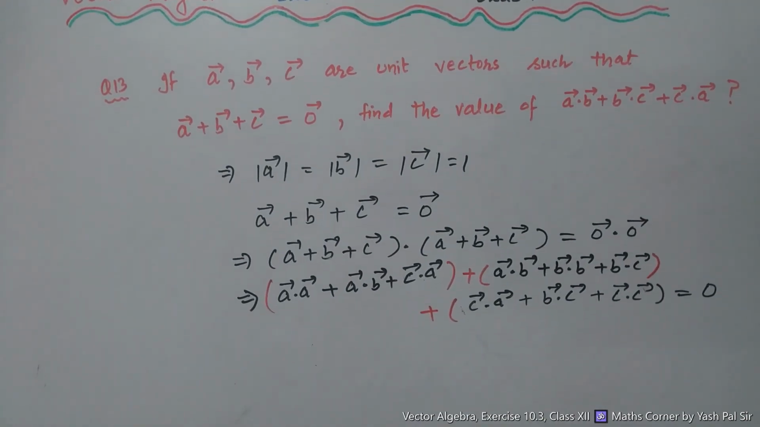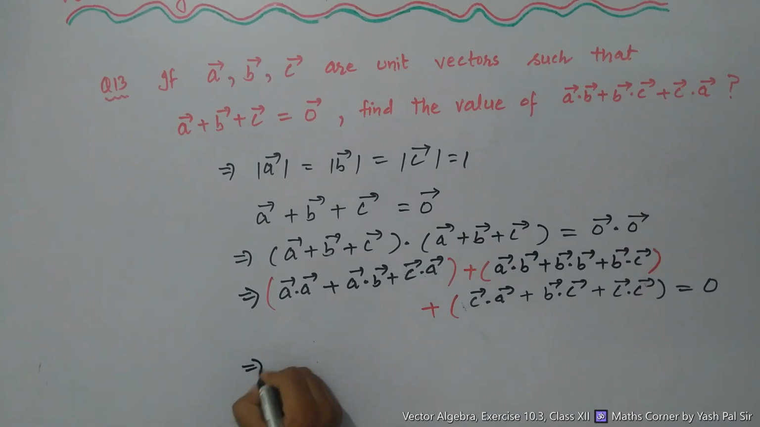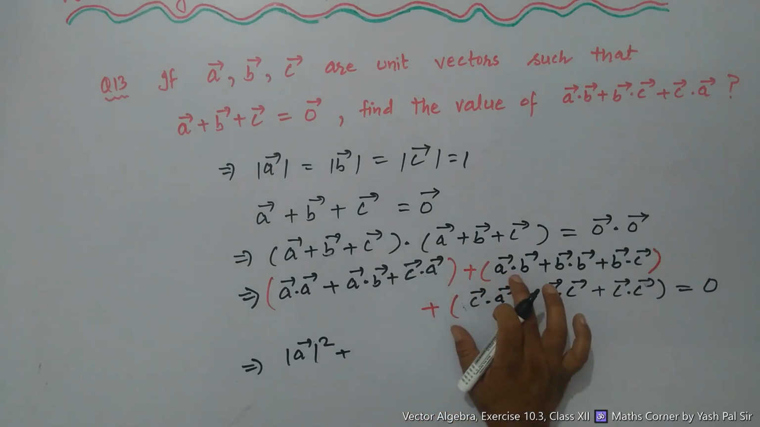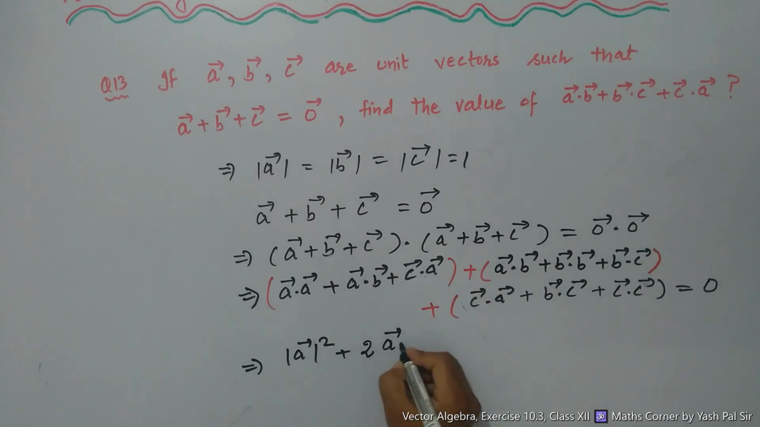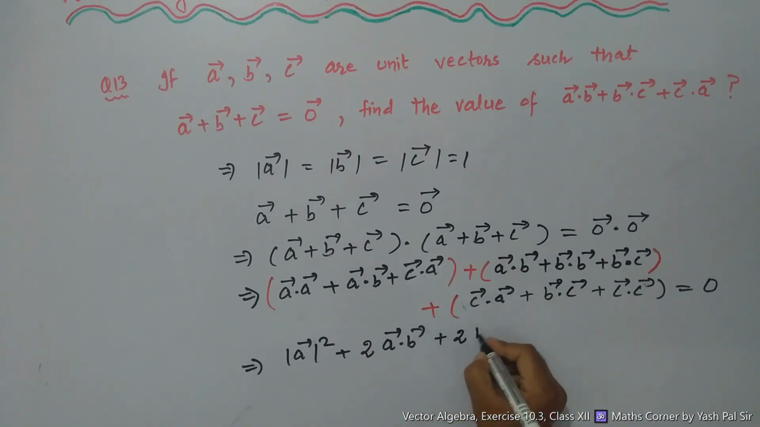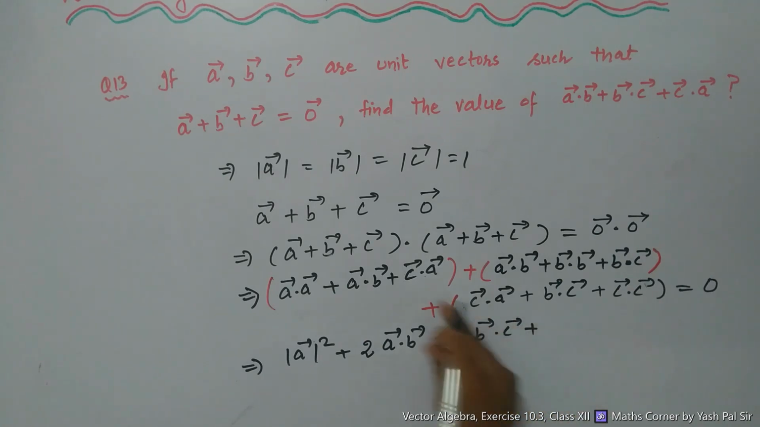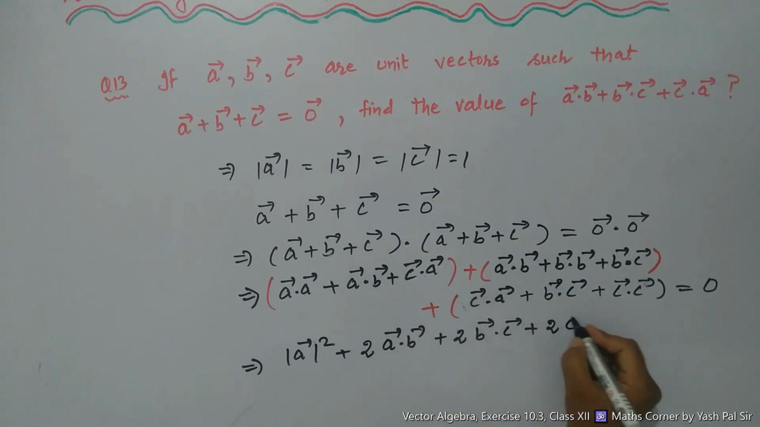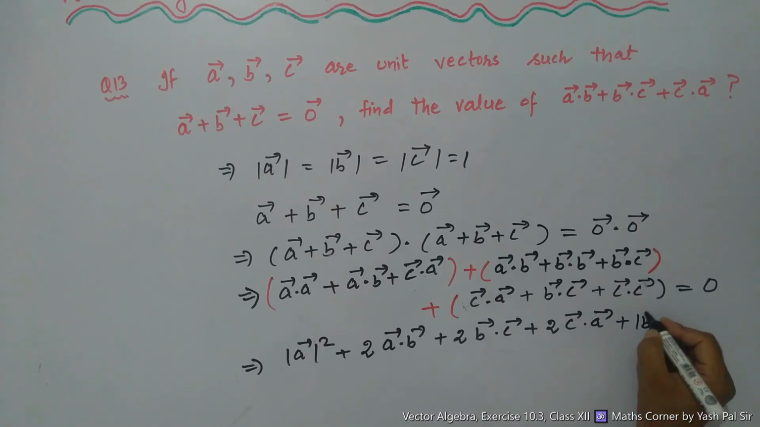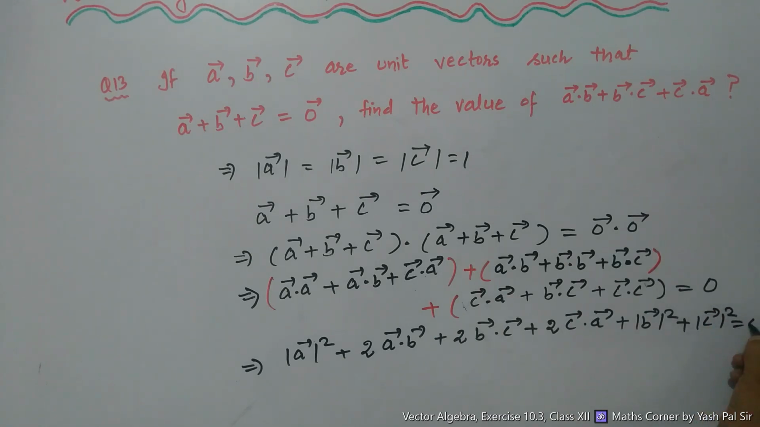Vector dot product answer is a scalar quantity. So now we have A dot A meaning magnitude of A whole square, plus A dot B one time, A dot B second time, so 2 times A dot B. B dot C one time, B dot C second time, so 2 times B dot C. Similarly, 2 times C dot A, plus B dot B meaning magnitude of B whole square, C dot C meaning magnitude of C whole square is equal to 0.